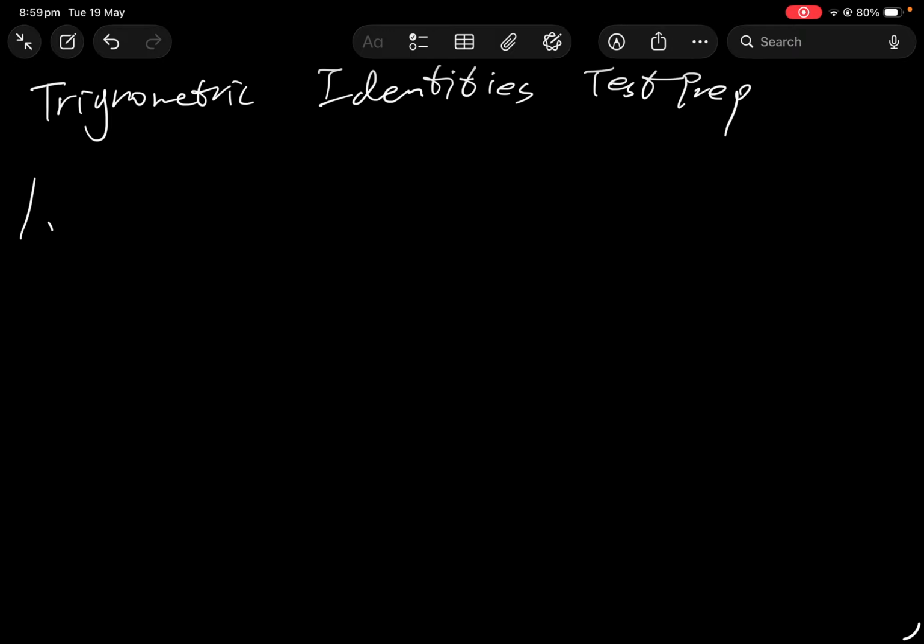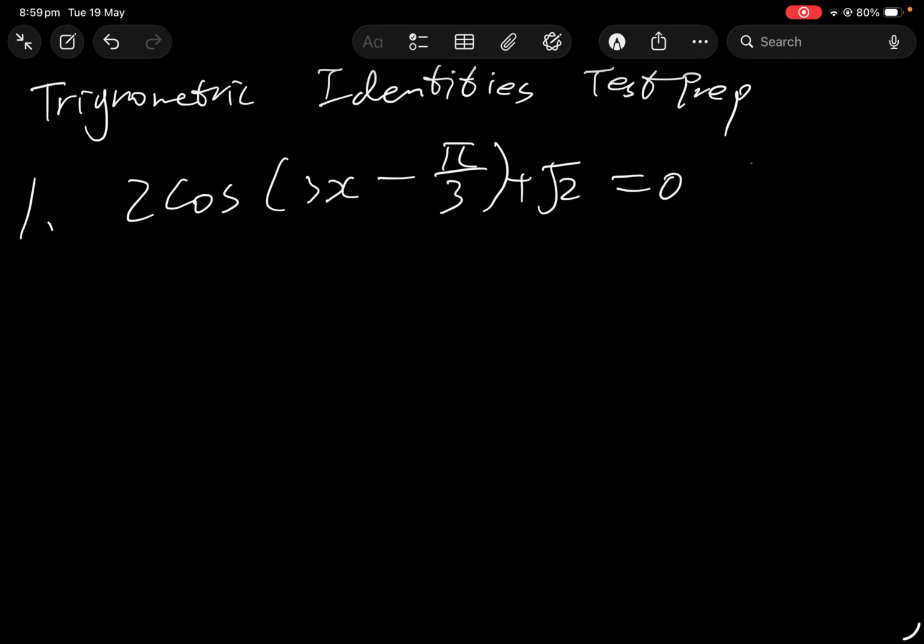The question says 2 cos(3x − π/3) + √2 = 0, and the domain is 0 ≤ x ≤ 2π. People will use the changing domain form, but I like the general equation form better because you can do it more algebraically instead of thinking too much. Everything's on paper. I like it.